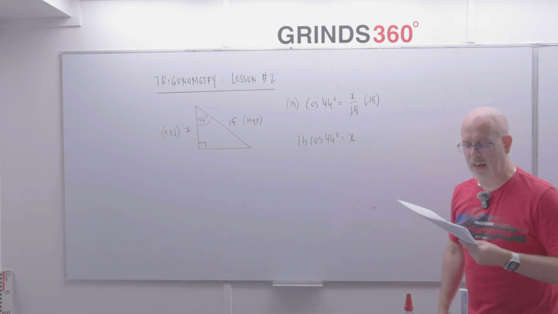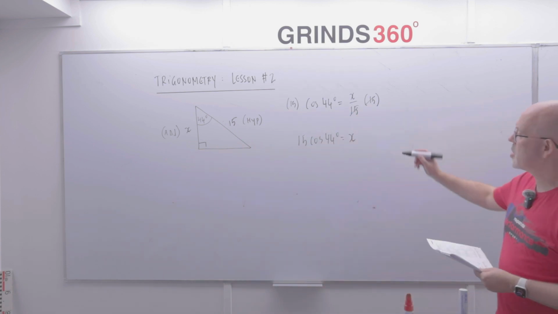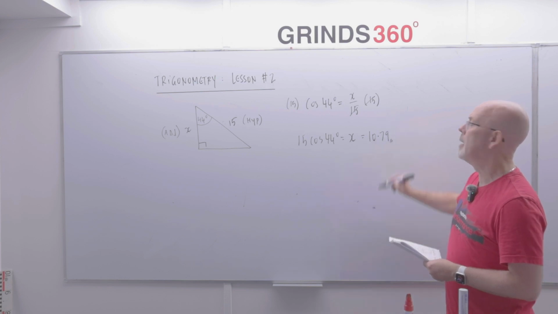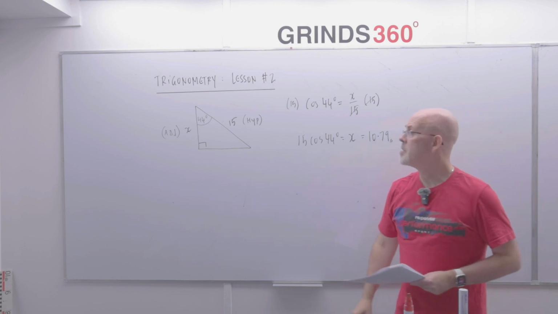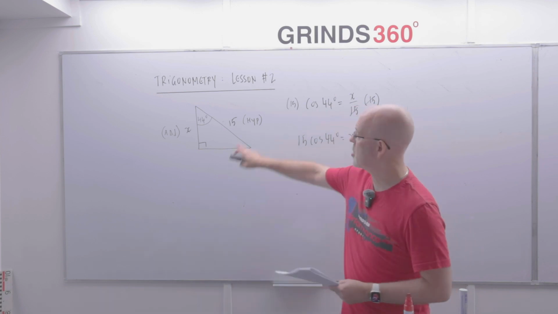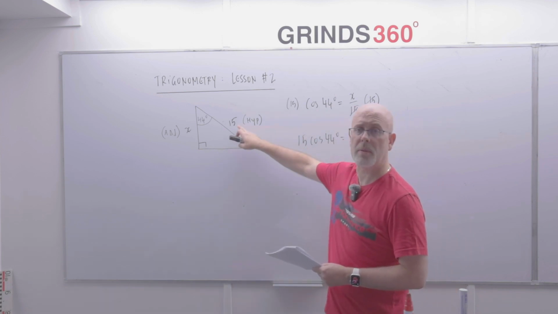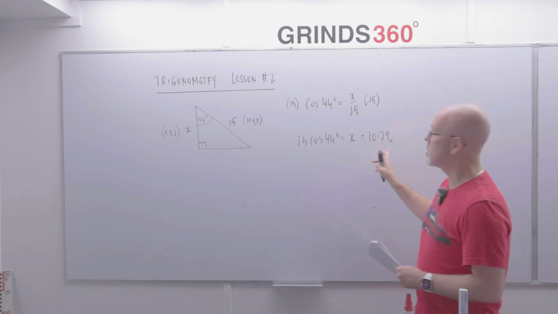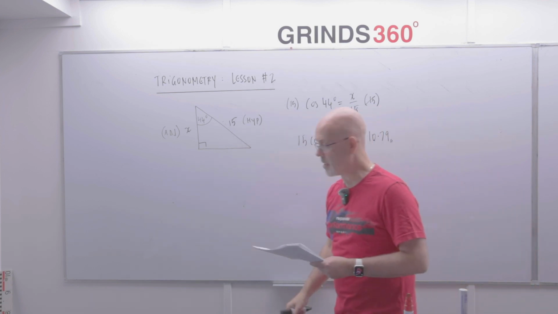And it says to give your answers correct to 2 decimal places, so if I put that in my calculator to 2 decimal places, it comes out as 10.79, and that's my answer. So that side there is 10.79 units long. Because there's no units of measurement given for this measurement, there are no units of measurement for this one either. If that was measured in millimeters, then so would this be, and so on, but that's my answer.